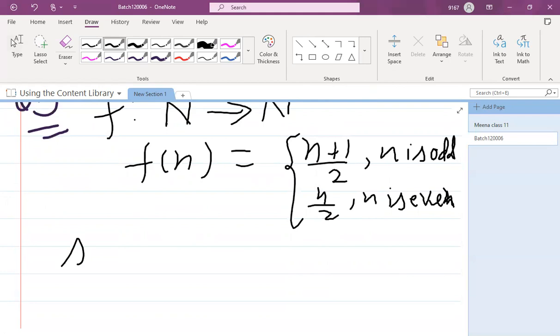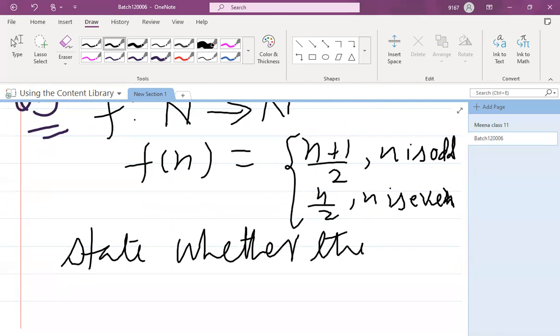State whether the function is bijective. Function is bijective.